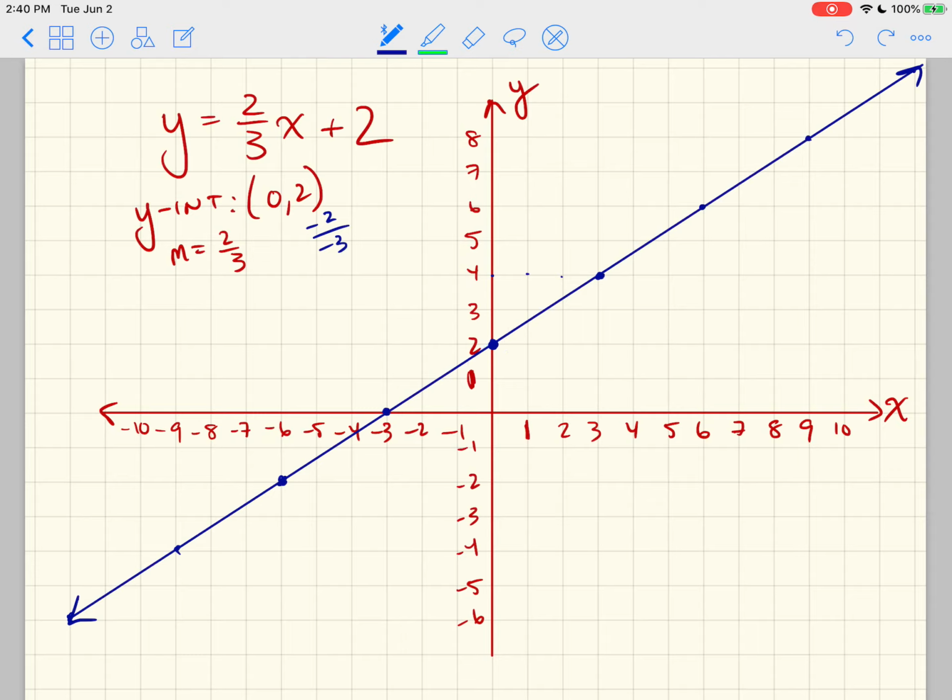Let's say this were a 3 instead. I don't want to see this, okay?